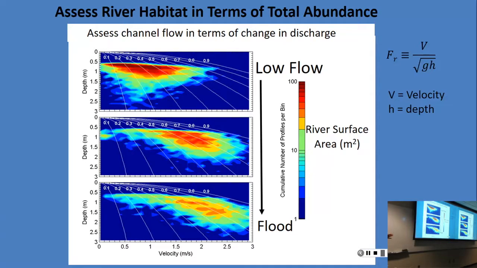So fish move around the river to find flow refugia, to find food, to keep from getting eaten, for a whole host of things. They use it all.